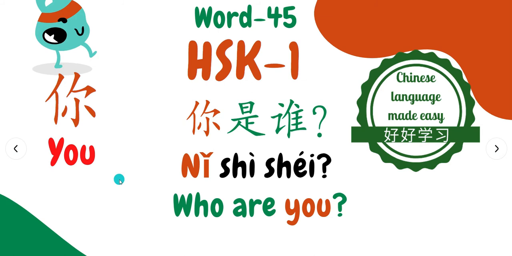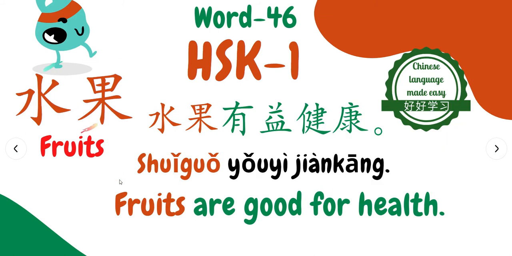Okay, so this is very easy. Word number 46 is 水果. 水果 means fruits. So 水果有益健康.